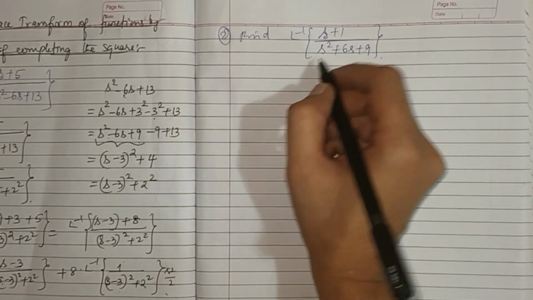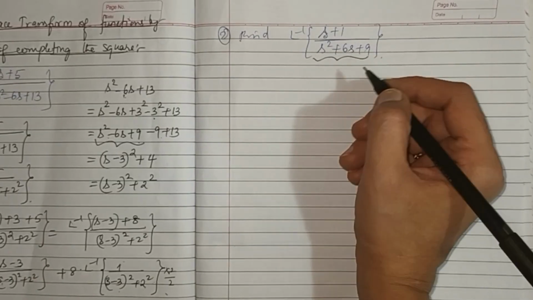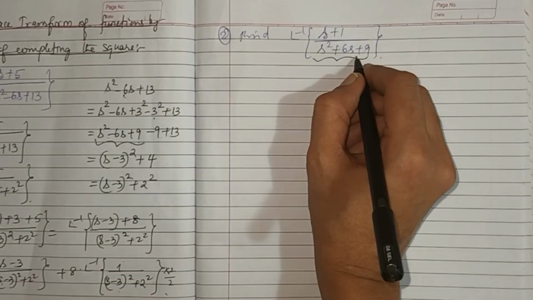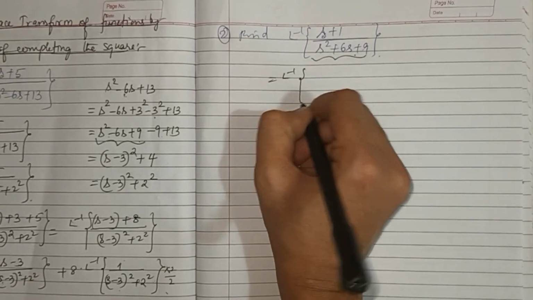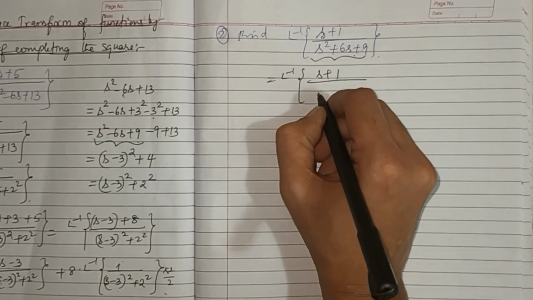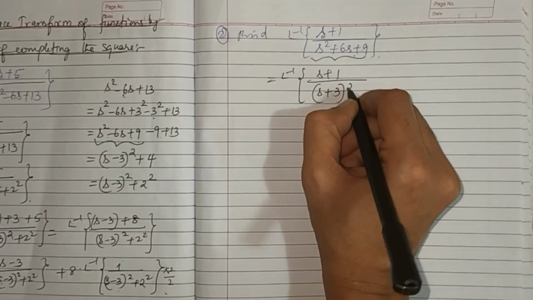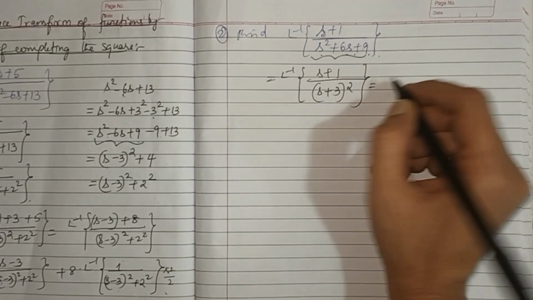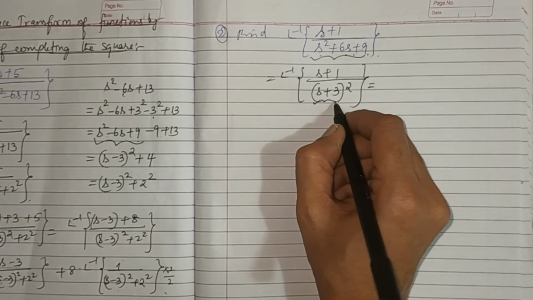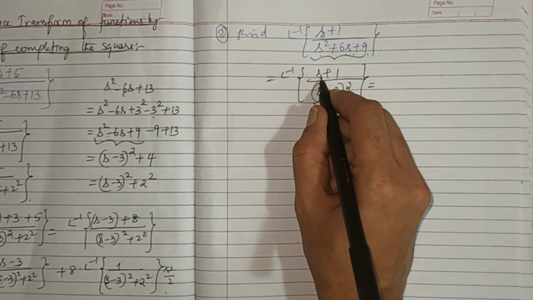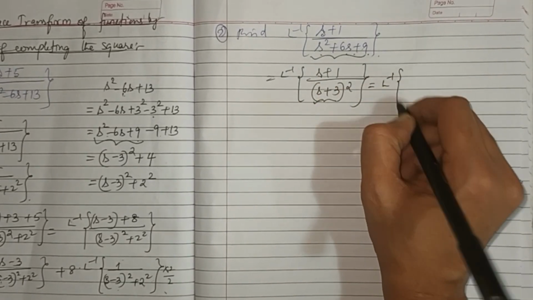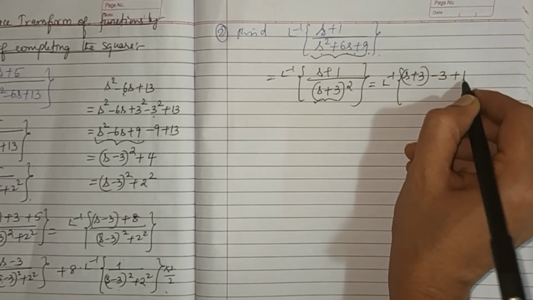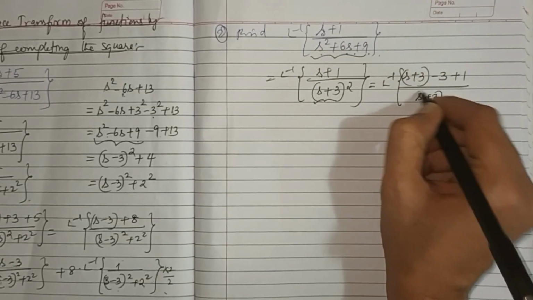One more question here. The denominator is s square plus 6s plus 9. So it is directly in the square form. This is equal to L inverse of s plus 1 by s plus 3 whole square, using the a square plus 2ab plus b square formula. So now, before splitting, as s plus 3 is in the denominator, the numerator should also contain s plus 3. When it is not there, you add 3 and subtract 3. Then plus 1 as it is, over s plus 3 whole square.